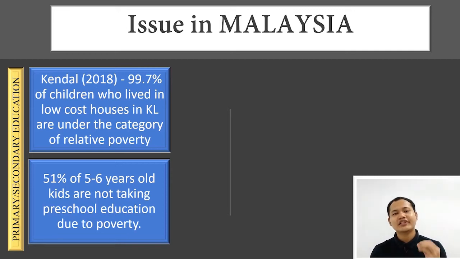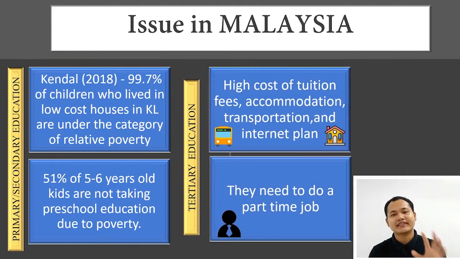And if we look at tertiary education, which is among university students, we cannot run from the fact that it requires a huge amount of money for tuition fees, accommodation and internet packages as well, because we are currently conducting online learning where we need access to the internet. All of this requires a lot of money, and what they can do is find a part-time job to accommodate these issues.